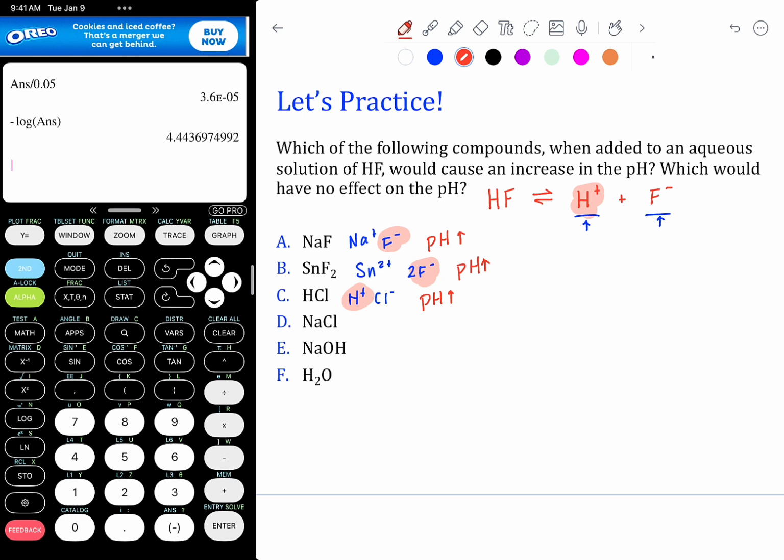Okay, now pause your video and try the last three problems, or last three examples, on your own. Do they have an ion in common with the reaction, and how would that affect the pH? Would it increase or have no effect at all?